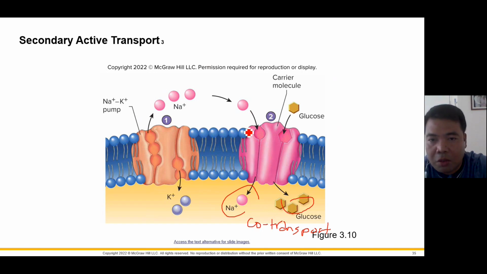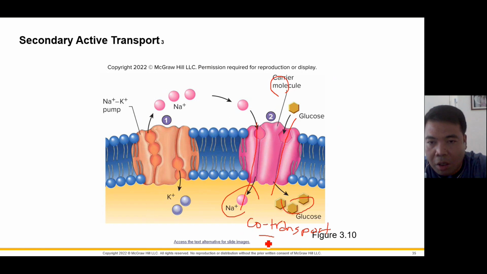Now, when these sodium molecules pass through this carrier molecule, which is called the sodium glucose co-transport. Since it is a co-transport, it will carry with it glucose molecules as it enters the cell. Okay? So, take a look at the direction of their transport. Pareho silang papasok. That's why it's called sodium glucose co-transport.